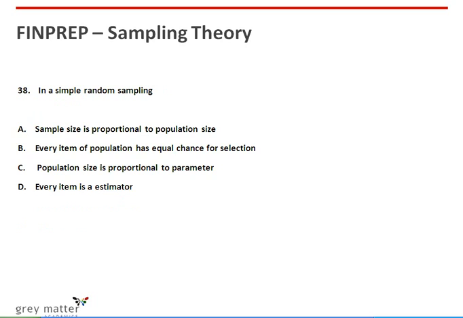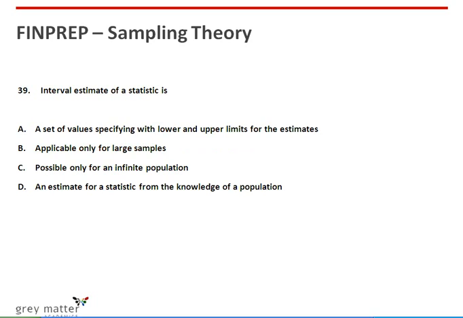38th problem. In a simple random sampling, every item of population has equal chance for selection. This is the very definition of simple random sampling. So going to our PowerPoint solution, it is the B option, which says every item of population has equal chance for selection. So it is B option.